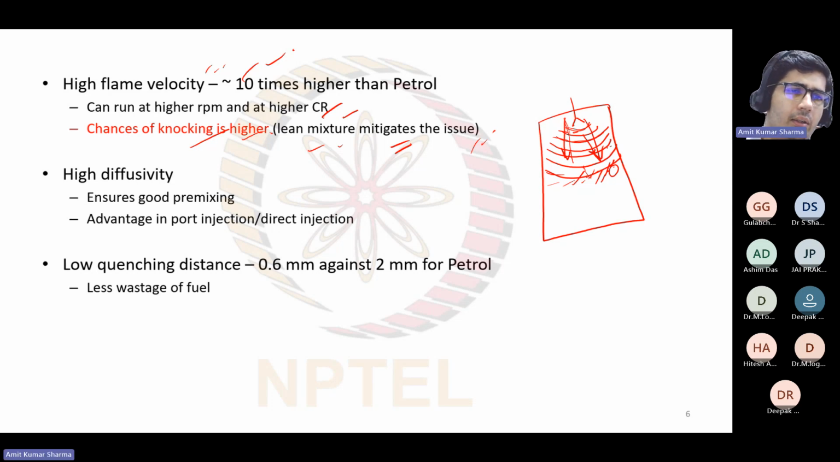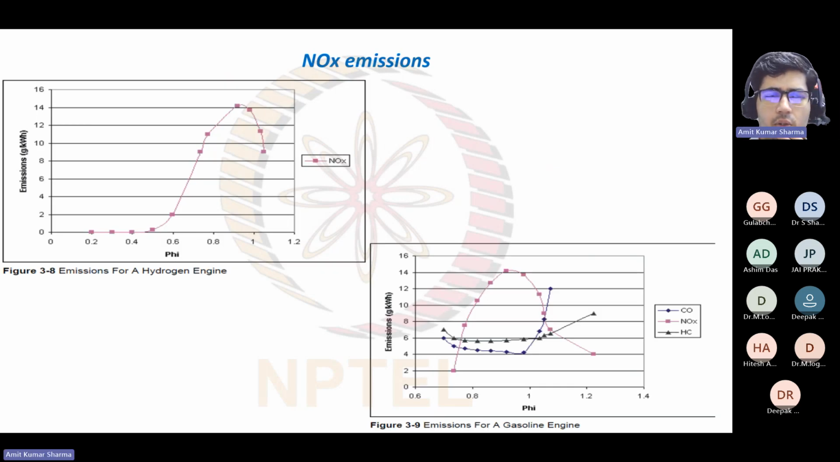High diffusivity, so ensure good pre-mixing, an advantage in port injection and direct injection. Low quenching distance, 0.6 mm against 2 mm for petrol, so less wastage of fuel. If we compare the NOx emissions, because if we use hydrogen as a fuel, there will be no carbon monoxide or hydrocarbons, only NOx.